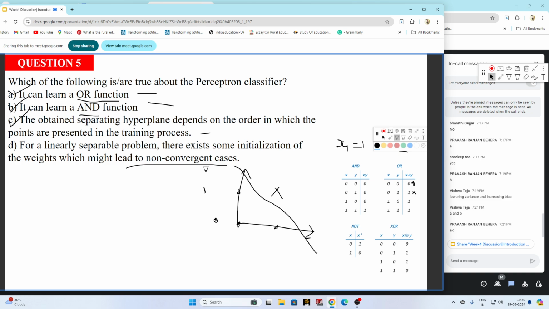Why is C correct? I'm confused with this question, which says the obtained separating hyperplane depends on the order in which points are presented. Yeah, order is important, right?